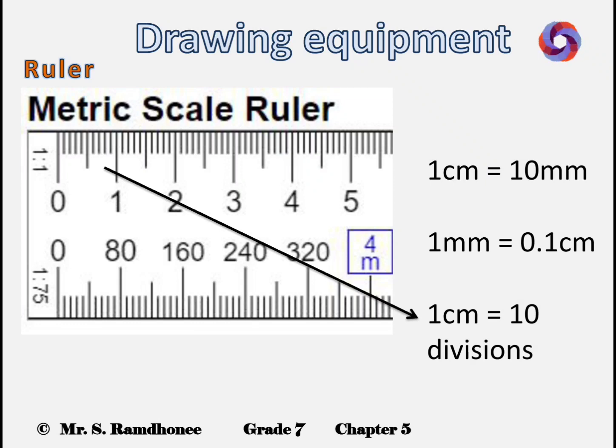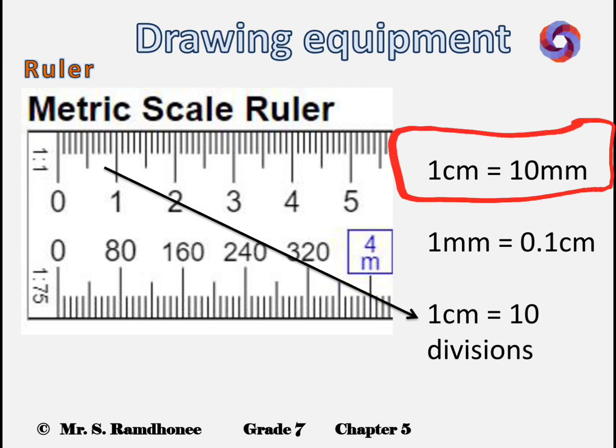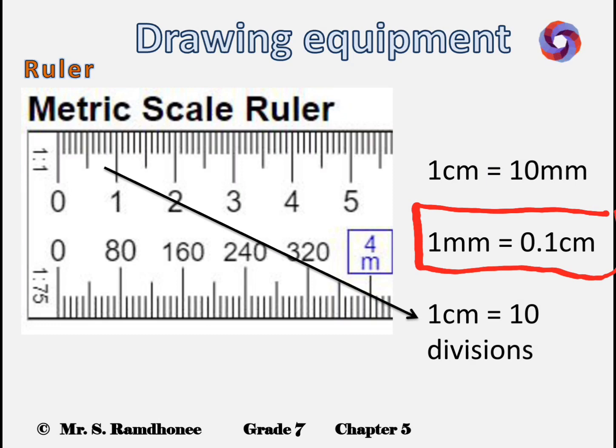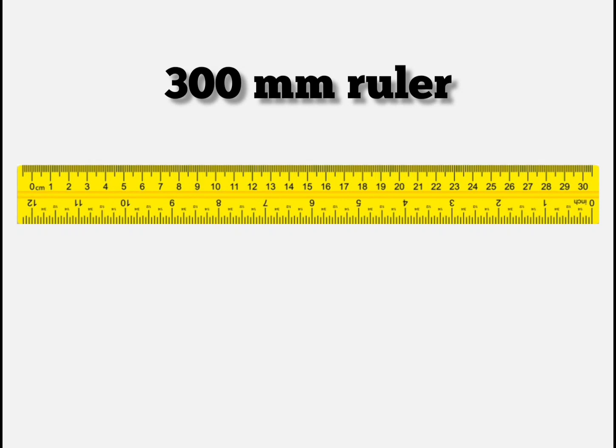In our ruler, there are many divisions, and usually most rulers are in centimeters, which would mean that from 0 up to 1, there are 10 divisions. 1 centimeter is equal to 10 millimeters, and the line that you are going to draw would be in millimeters. So in that case, 1 millimeter is equal to 0.1 centimeters. When we look at a regular ruler, which is up to 30 centimeters, it means that we can measure up to 300 millimeters.